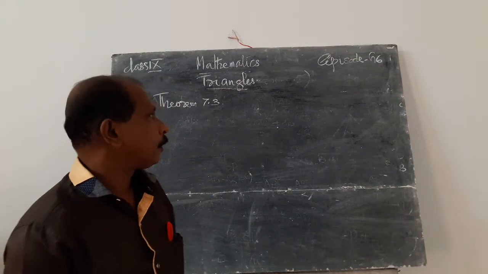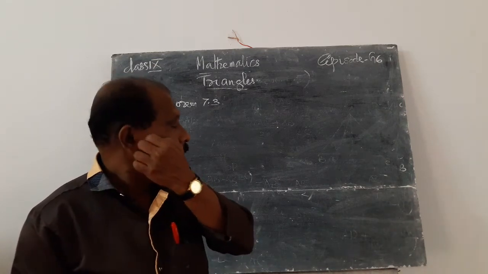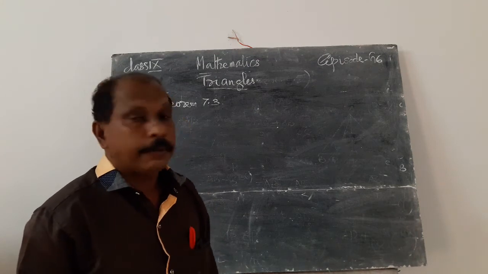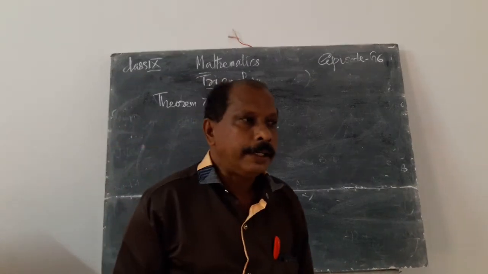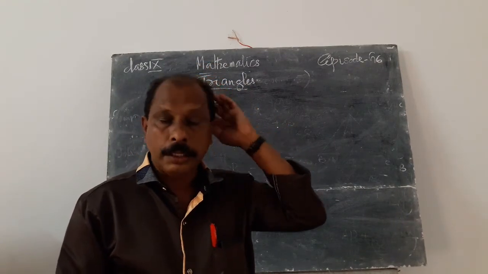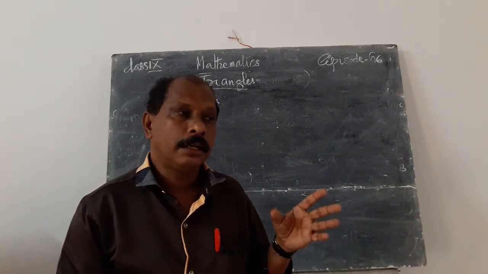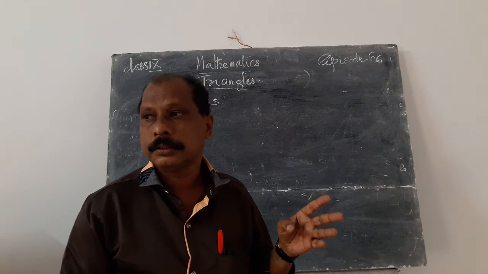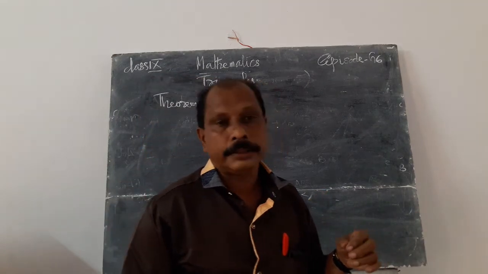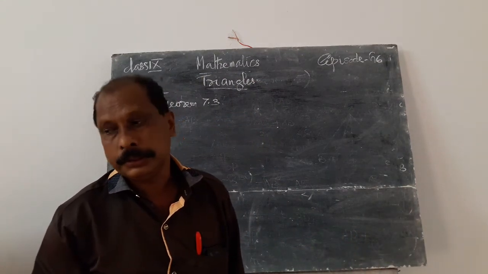Dear students, in the last episode, that is V5 of your portion, that is triangles, 7th chapter, we discussed some theorems about triangles. There are 3 theorems. They are SAS congruency, second is ASA congruency, and the third one is AAS congruency.